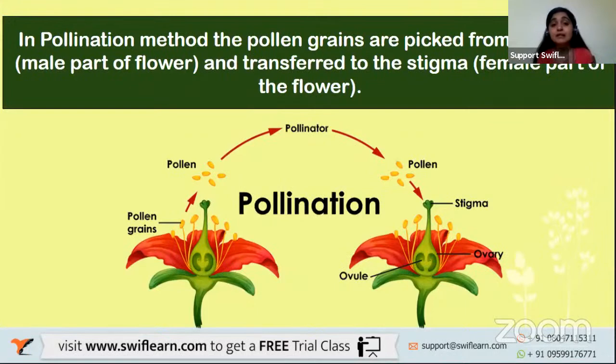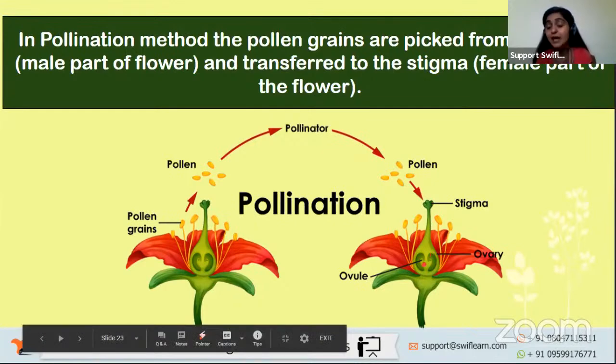In pollination, the pollen grains are picked from the anther, the male part of the flower, and transferred to the stigma, the female part of the flower. If you can see, the pollen grains are right here on the male part of the flower. They leave the surface, maybe due to wind, water, or insects taking them from one place to another. Then they reach the sticky part of the female reproductive part, the stigma. They stick to the stigma, then reach the ovary and get connected to the ovule inside the ovary.